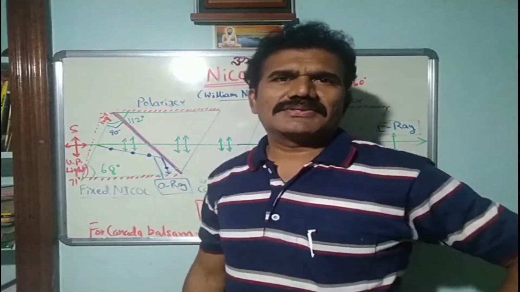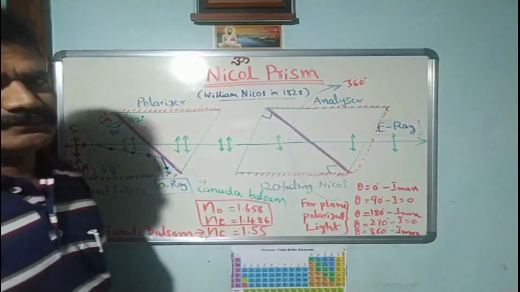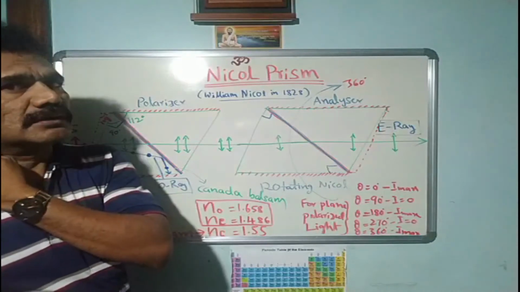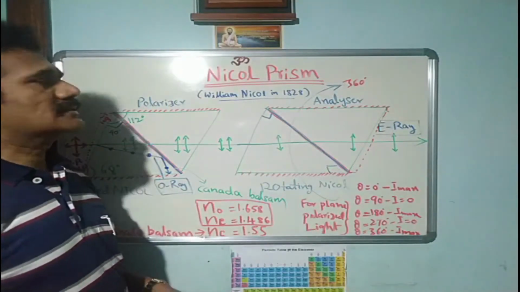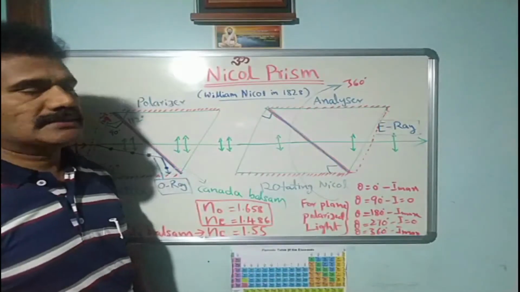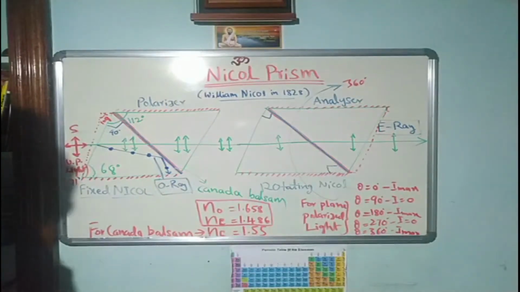Hi students, welcome to one more short video on Nicol prism. This is one of the optical devices, a very important device in polarization. It was discovered by William Nicol in 1828, and hence the name Nicol prism. So let us see the construction of the Nicol prism first.